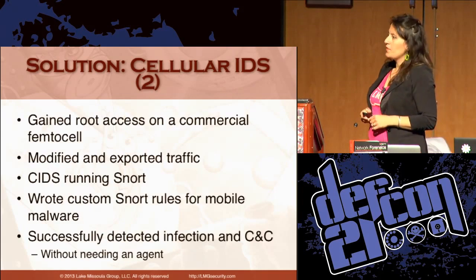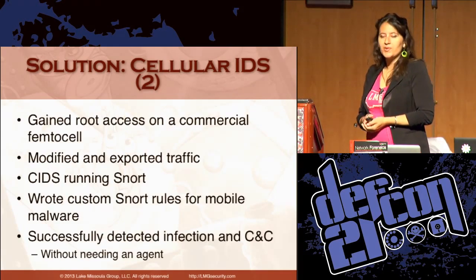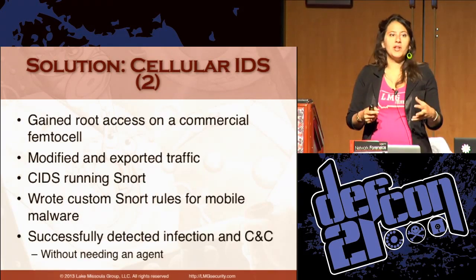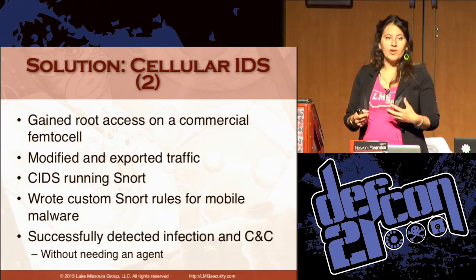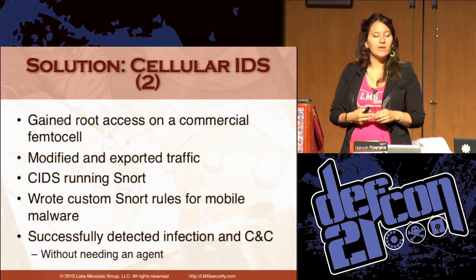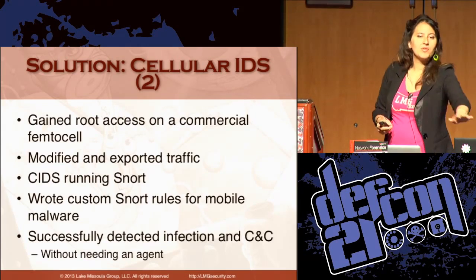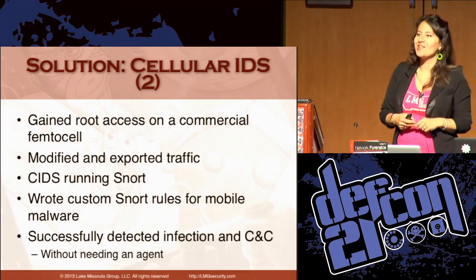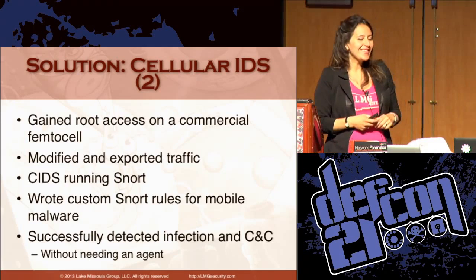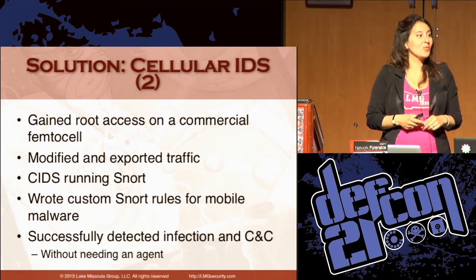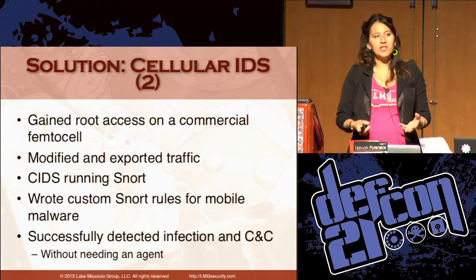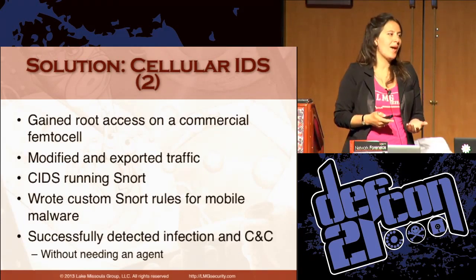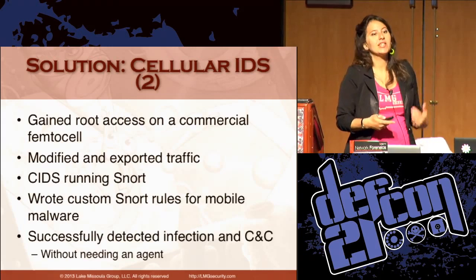So we gained root on the commercial Verizon femtocell, and then we modified the Linux open source software on it so that it started exporting traffic, and David will go into this in more detail in a few minutes. Then we sent it off to a separate system, which embarrassingly only cost us $44 on eBay. It was an old Dell Optiplex. That system was running Snort, and we created custom Snort signatures so that when we infected a phone with the Android Stealth malware, Snort would actually detect it and alert upon it.